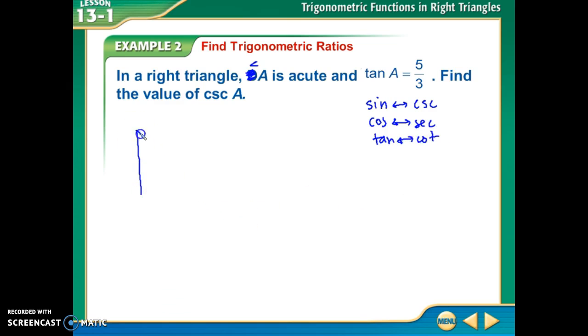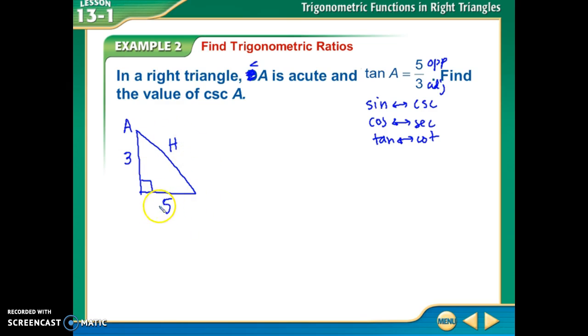First, I'm going to draw my triangle. Every time I'm given this information, I'm going to draw a triangle, and I'm going to label this angle up here A. Right, so if tangent of A is 5 over 3, that means it's opposite over adjacent. So the opposite side of A is 5, and the adjacent side is 3. Now I'm going to use that information to find cosecant. Well, cosecant goes along with sine. Sine is opposite over hypotenuse. So that means my cosecant is hypotenuse over opposite. So that means it's going to be something over 5, but I've got to find my hypotenuse.